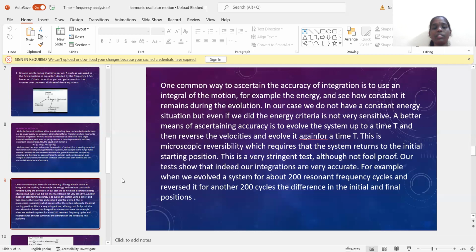Our tests show that indeed our integrations are very accurate. For example, when we evolved a system for about 200 resonant cycles and reversed it for another 200 cycles, the difference in the initial and final positions.